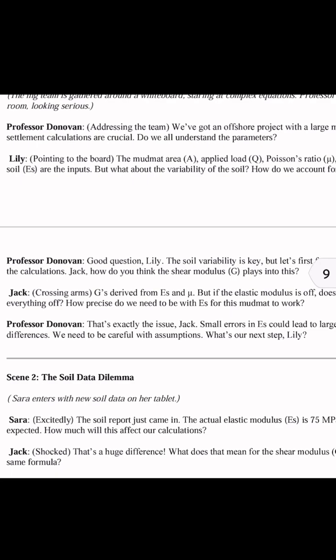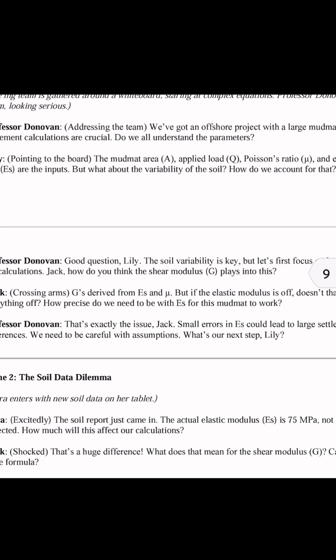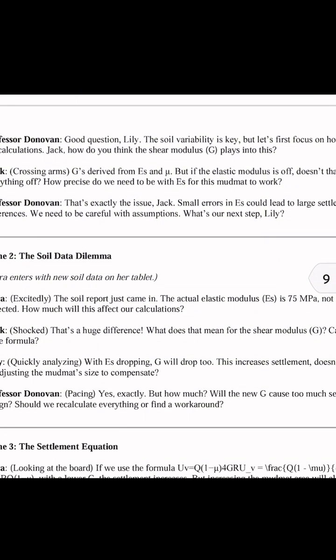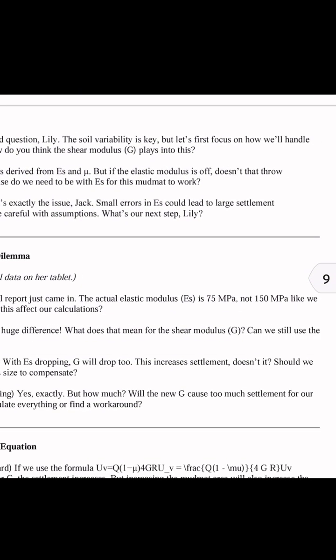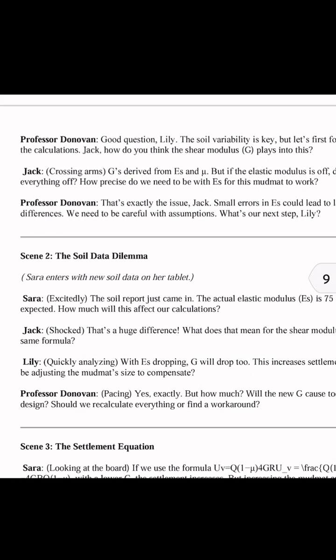But how do we account for the variability of the soil? The soil variability is key, but let's focus on how we will handle the calculations.